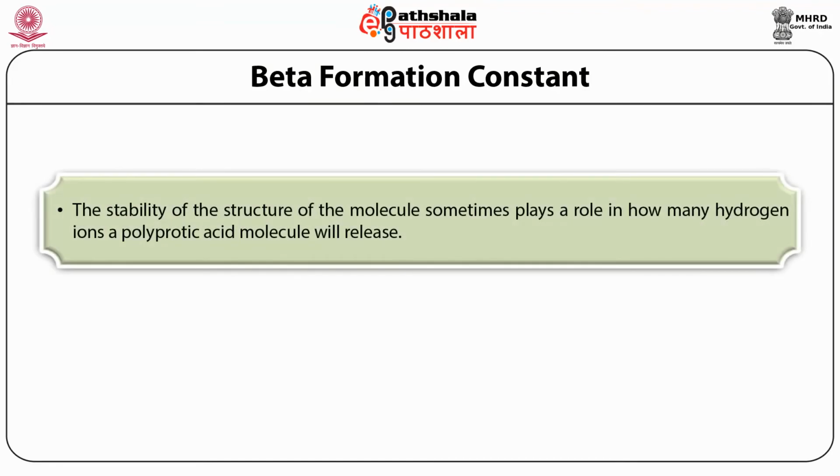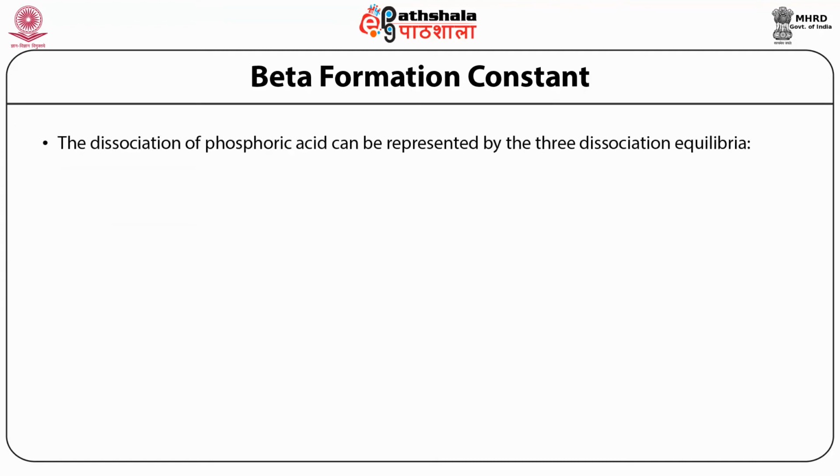The stability of the structure of the molecule sometimes plays a role in how many hydrogen ions a polyprotic acid molecule will release. Many polyprotic acids will turn into common polyatomic anions after releasing between 2 and 4 hydrogen ions. The dissociation of phosphoric acid can be represented by three dissociation equilibria, as represented earlier. Here the equilibria are K1, K2, K3.